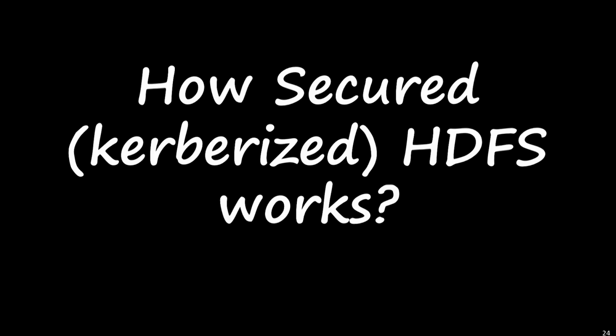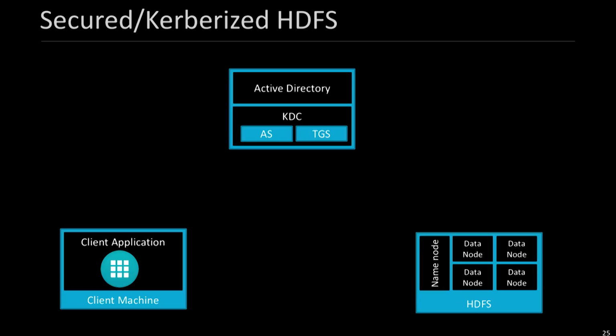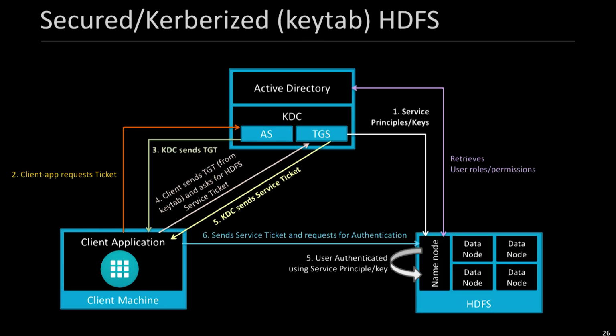Now, before we talk about designing a Kubernetes cluster, running Spark jobs, and accessing data from HDFS, let's see how security, or Kerberization, works in HDFS. Many of you probably know, but this is just a quick recap for completeness. In a Kerberized HDFS setup, you have basically three components: the KDC, which is the Kerberos server, backed by probably Active Directory, the HDFS, and the client. This slide summarizes the Kerberos authentication workflow.